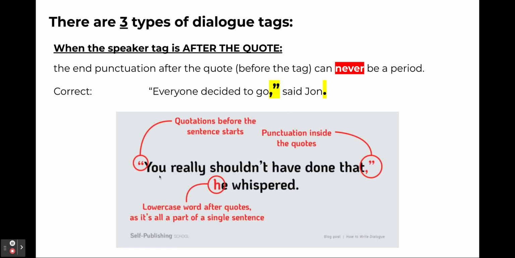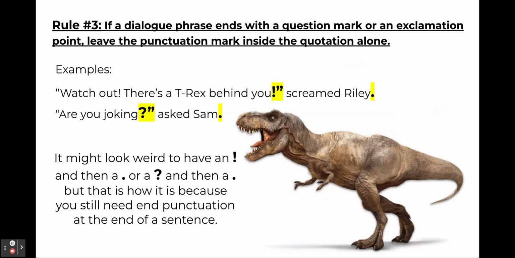Here's another example. "You really shouldn't have done that," comma, he whispered, with the period at the end. Also notice that's a lowercase h, not a capital H, and notice here how it's a lowercase s, not a capital S. And again, if this seems a little confusing, it won't be as you do more practice.